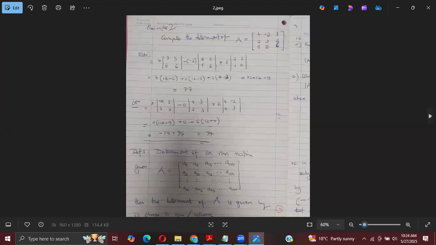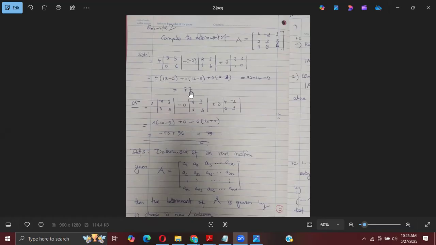So if it's a 3 by 3 matrix, for example, this one here now, if this is our matrix, compute the determinant of this 3 by 3 matrix. A equals 4, 2, 1, minus 2, 3, 0, 3, 5, 6. So if I'm using the first row, it's just 4 times, you delete this row, delete this column, you get 3, 0, 5, 6, which is this, minus 2 times, you delete this row, delete that column, you get 2, 5, 1, 6, plus 3 times, you delete this row, delete this column, you get that. And you expand, you get 77.